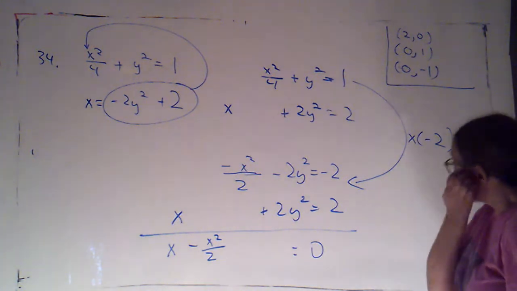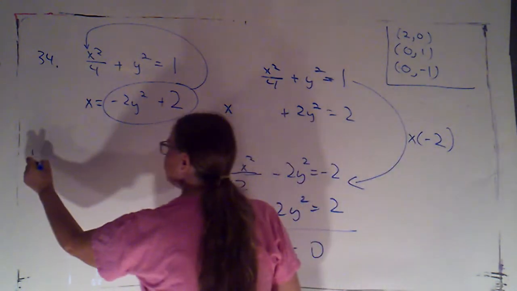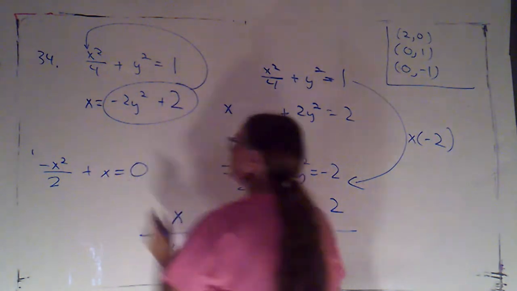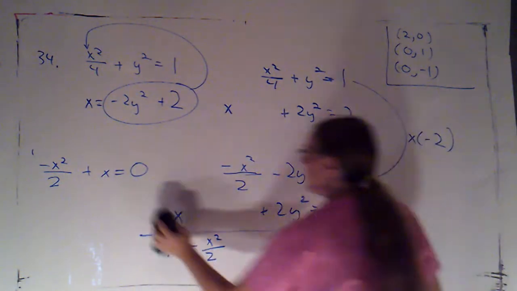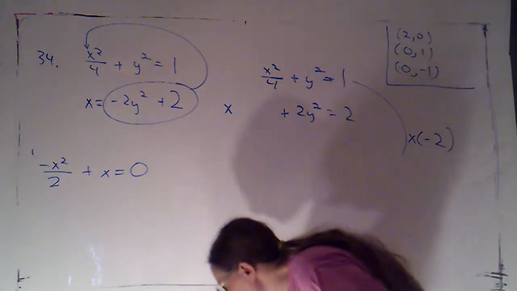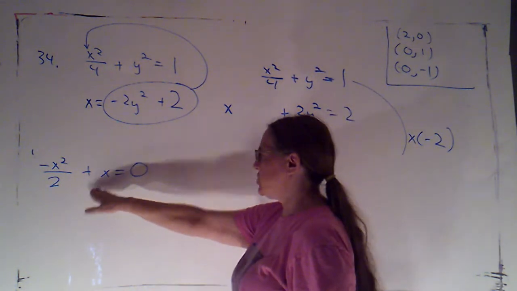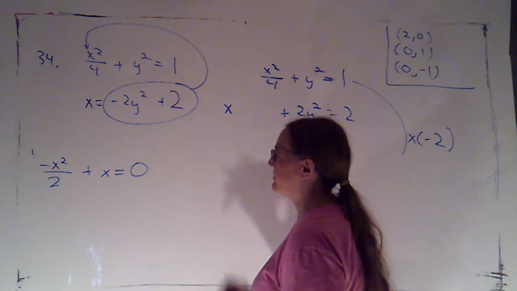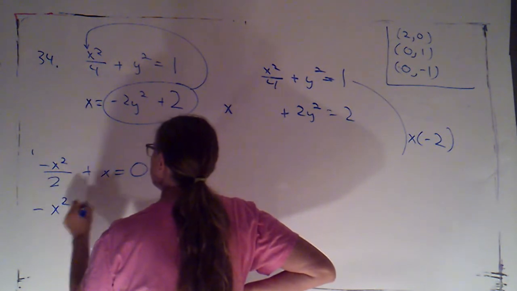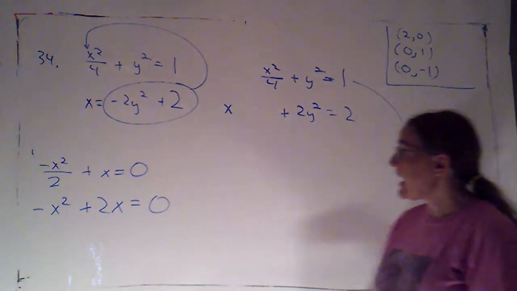So I've gotten to this equation, I'm going to just rearrange it to write it in descending order. Negative x squared over 2 plus x is equal to 0. And if I want to, and I think I do, I'm going to just multiply both sides through by 2 to eliminate that fraction. So if I were to multiply through by 2, I'm going to get negative x squared plus 2x is equal to 0. And now I can factor.